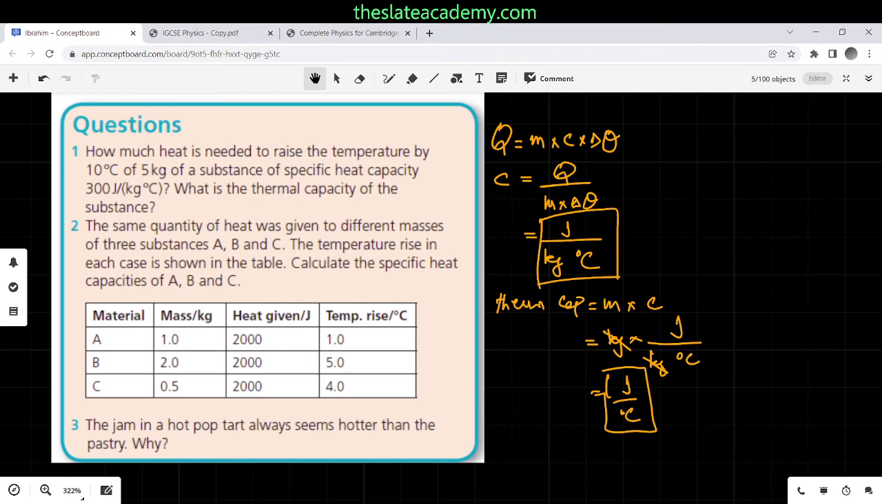Alright, so what's your answer? What is the thermal capacity of the substance you got? 1500. But what about how much heat is needed to raise the temperature? This first question. Here it's written m times c times delta theta.